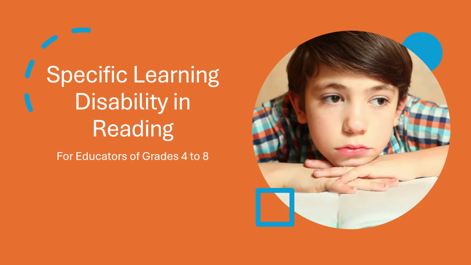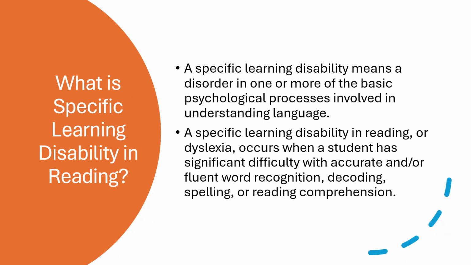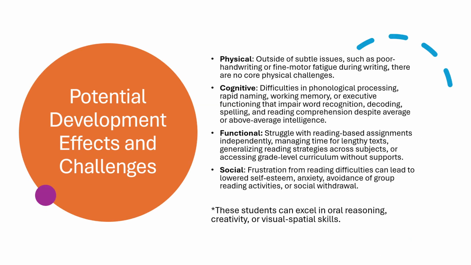For my second one, I've chosen specific learning disability in reading, again for educators of grades 4 to 8. What is a specific learning disability in reading? Well, a specific learning disability means a disorder in one or more of the basic psychological processes involved in understanding language. A specific learning disability in reading, or dyslexia, occurs when a student has significant difficulty with accurate and/or fluent word recognition, decoding, spelling, or reading comprehension.